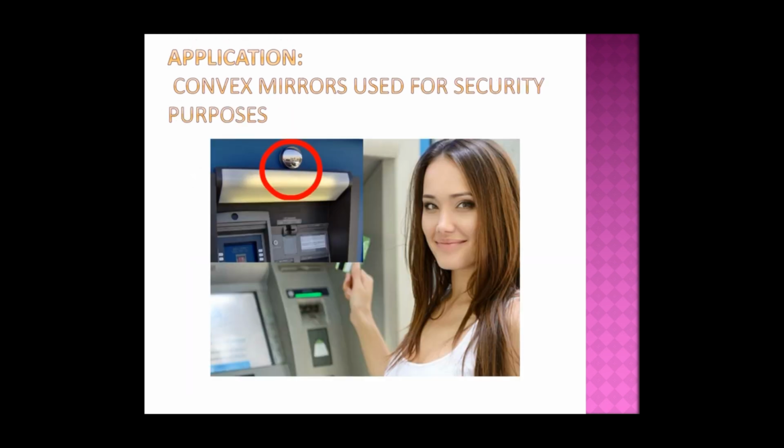The next one is a convex mirror used for security purposes. Convex mirrors are also used in various places, such as near ATMs, so that the bank customer can check if someone is behind them.